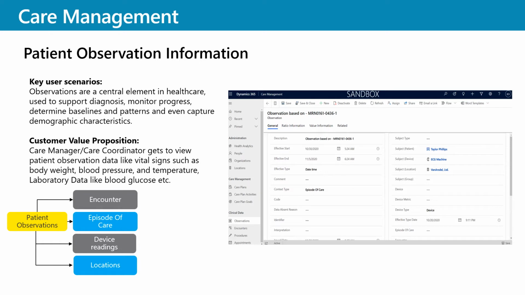Patient observation information. Observations are a central element in healthcare, used to support diagnosis, monitor progress, determine baseline and patterns, and even capture demographic characteristics. Care Management Care Coordinators get to view patient observations data like vital signs such as body weight, blood pressure and temperature, laboratory data like blood glucose. Again, here on the right-hand side, you see an example of an observation.